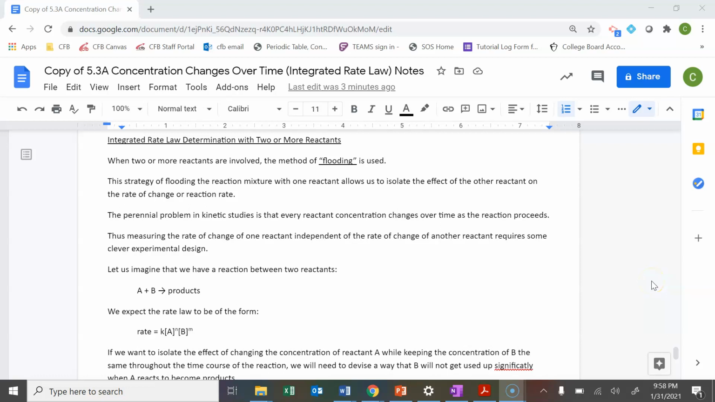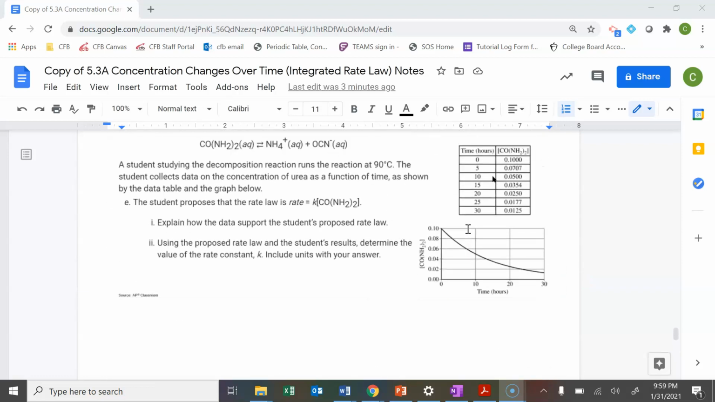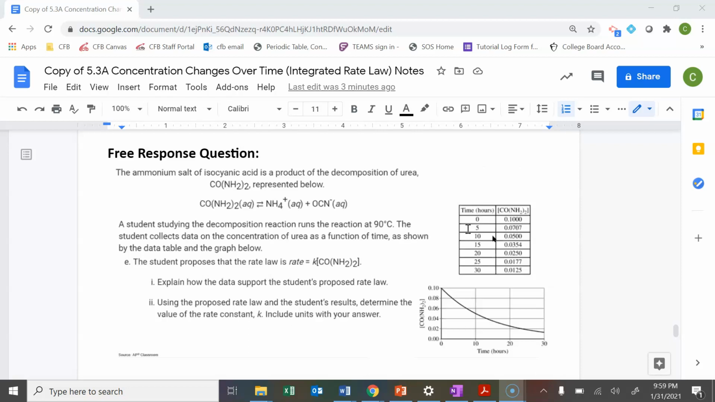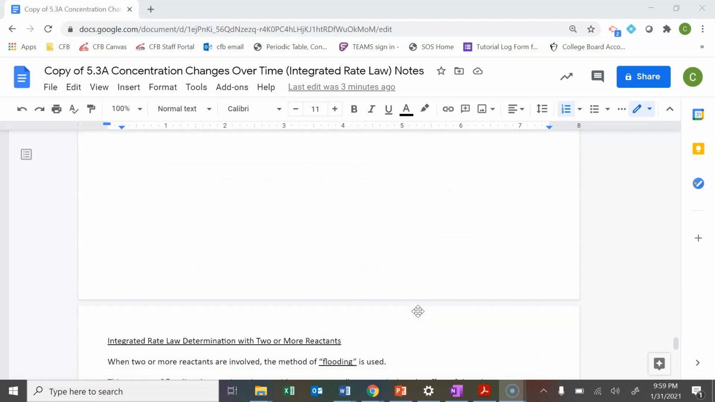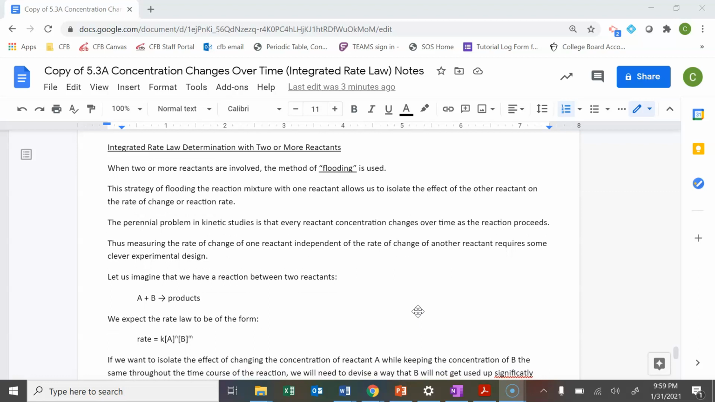Hi class, I hope that you've learned a lot today about integrated rate laws and how to determine whether something is zero order, first order, or second order just by looking at their graphs of time versus concentration, ln of concentration, or 1 over concentration. I want to just hit one more topic very briefly: integrated rate law determination with 2 or more reactants.